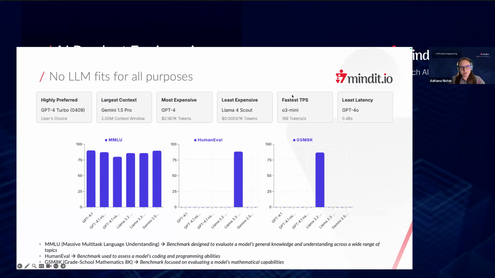However, if the speed is crucial, then O3 Mini is the fastest model with around 189 tokens per second. It is a great choice, particularly for chatbots and streaming applications. If you are in that situation, that's the go-to. And also GPT-4o here again, it's the least latency model. So it's extremely fast. It has a latency of 0.48 seconds, super fast.